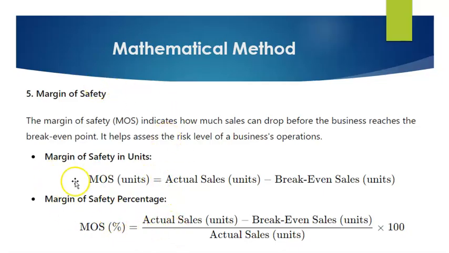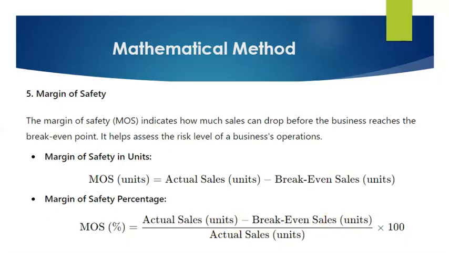There is a question that we're going to take. There's what's called margin of safety. Margin of safety indicates how much sales can drop before the business reaches the break-even point. It helps assess the risk level of the business operation. So margin of safety is simply actual sales minus break-even sales units, if they want it in units. But if they want it in percentage, the same formula, you just divide by actual sales, then multiply by 100 to make it a percent.